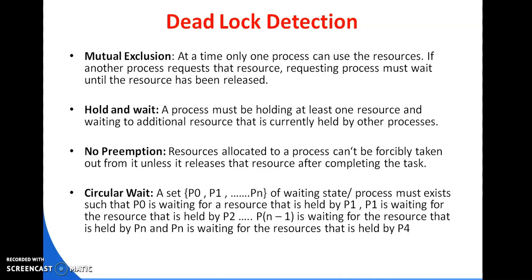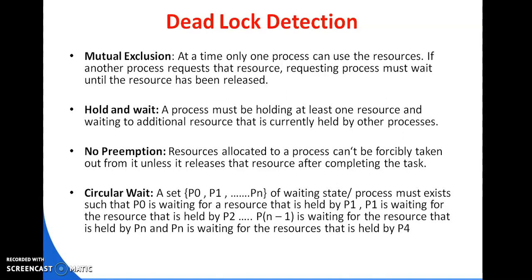Next is hold and wait. A process must be holding at least one resource and waiting for an additional resource that is currently held by another process. Next is no preemption. A resource allocated to a process cannot be forcefully taken away from it unless it releases that resource after completing its task. So that is no preemption. Next is circular wait.